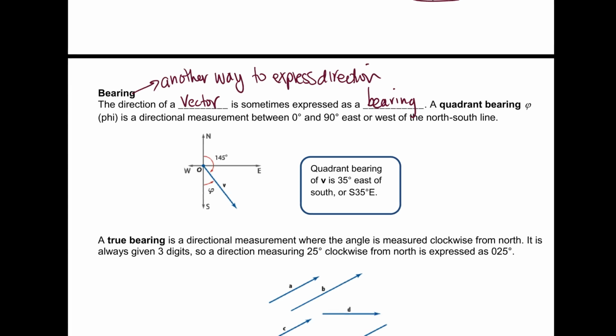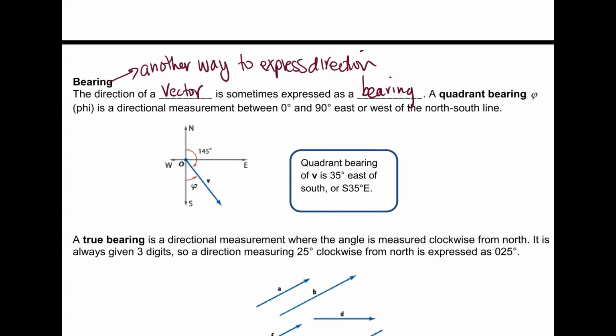A quadrant bearing. So this is phi. This little guy right here, that's phi. Phi? Yep. It's kind of like you draw a 9, but instead of going straight down, you go through the middle of it. There you go. Just taught you how to draw phi. A quadrant bearing is a directional measurement between 0 and 90 east or west of the north-south line.